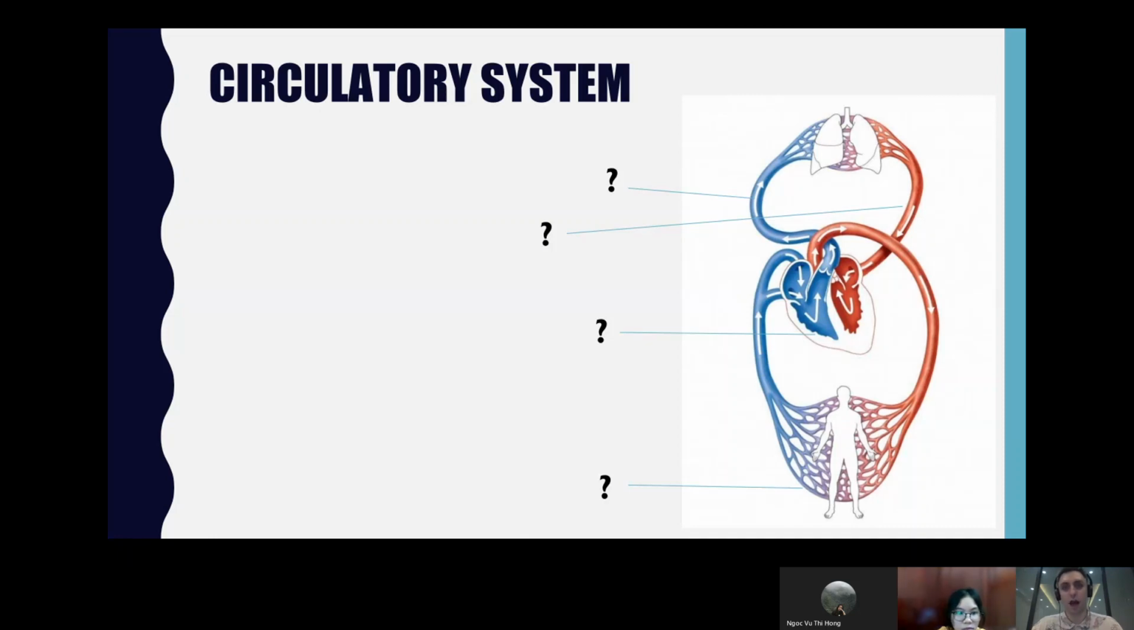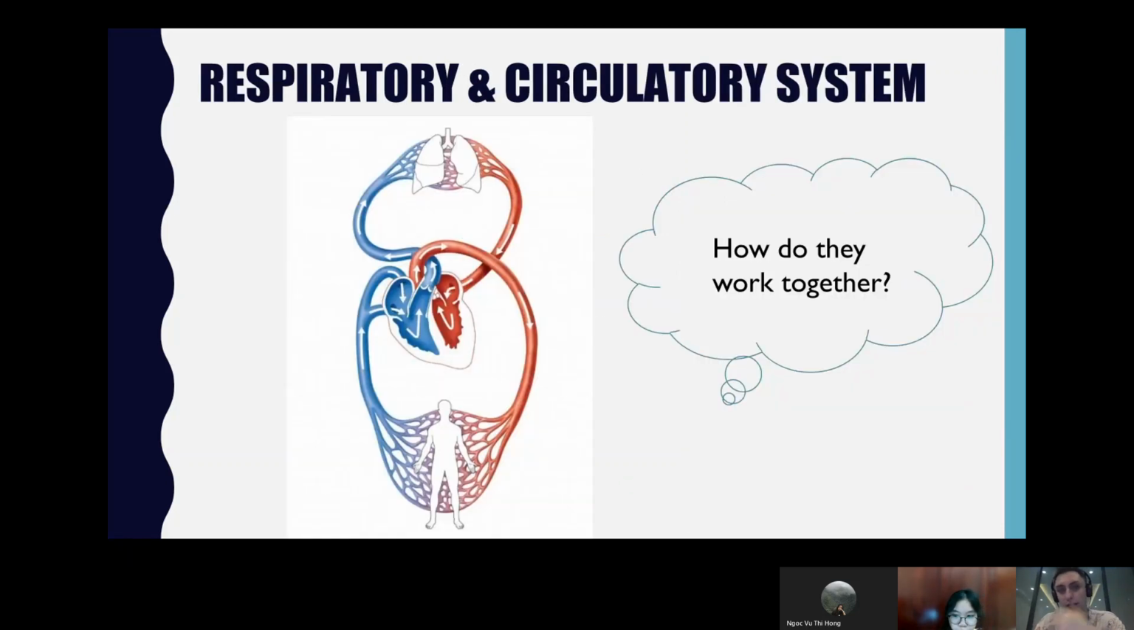Okay, good. And what are the main parts of the circulatory system? The major part of the system is the heart. Good. The heart, the arteries, the veins, the capillaries, and the blood that move through those parts. Yeah, well done. Exactly. So, can you explain how the respiratory system and the circulatory system work together?